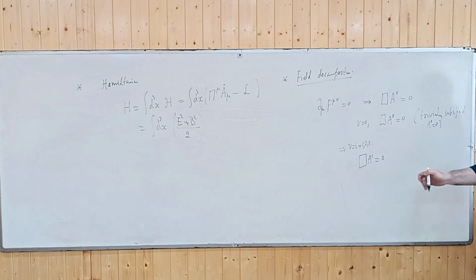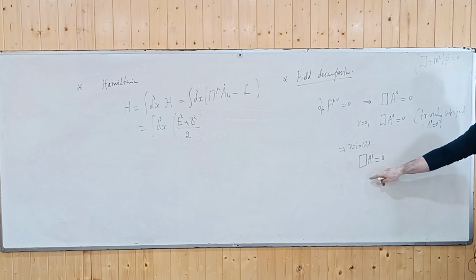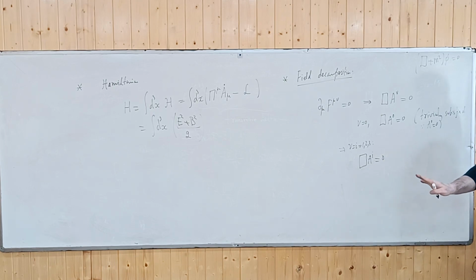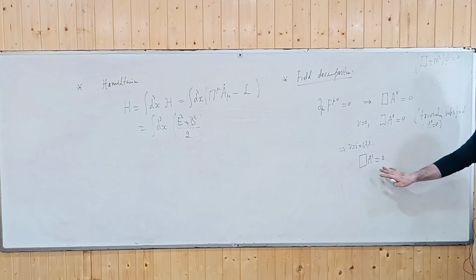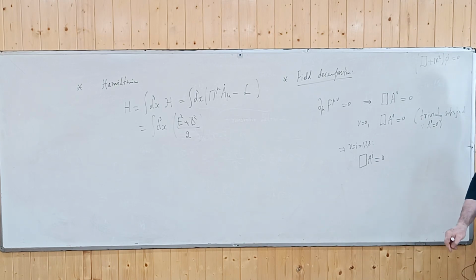Without mass. What is the Klein-Gordon equation? Box operator plus mass, phi is equal to 0. So that means this is for the massive particle. It means the photon satisfies the Klein-Gordon equation without mass. Got it? So this is a massless Klein-Gordon equation.